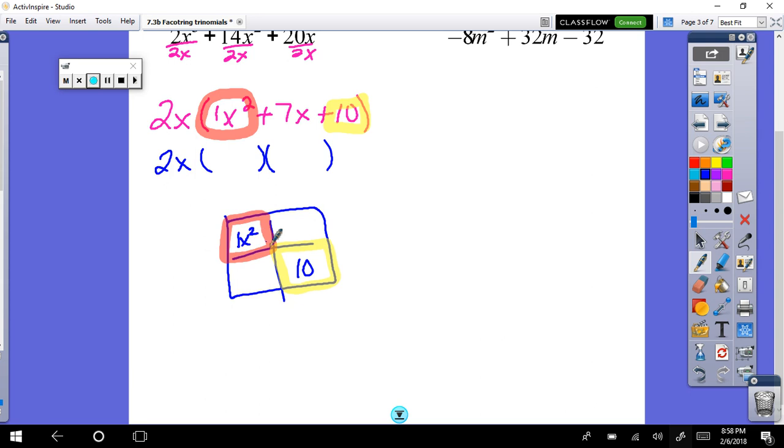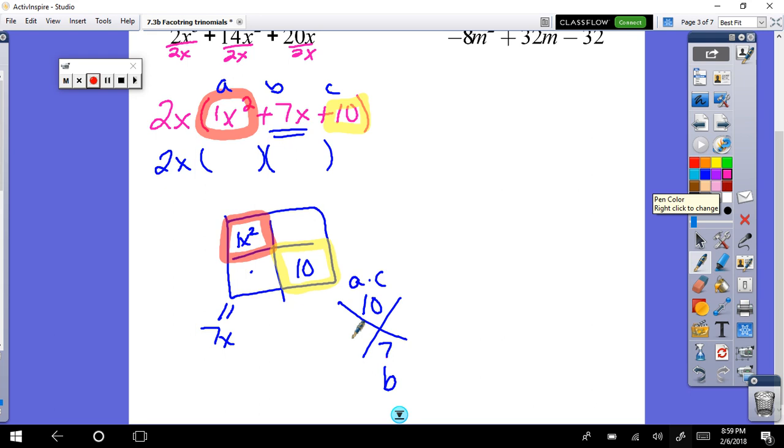Then you need to find these two diagonals that add up to the middle term. So those two diagonals need to add up to 7x. I use the x squared to help me out. I take a times c, remember a, b, c are my coefficients here. So 1 times 10, a times c is going to be 10, and I need to find numbers that multiply to 10 and add up to my b term, or add up to my 7. So two numbers that multiply to 10 and add up to 7. That's going to be positive 2 and positive 5.